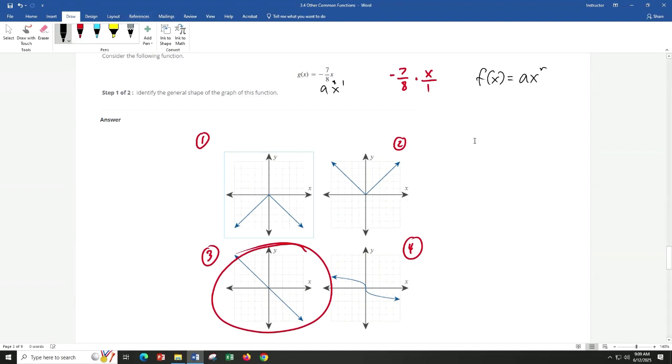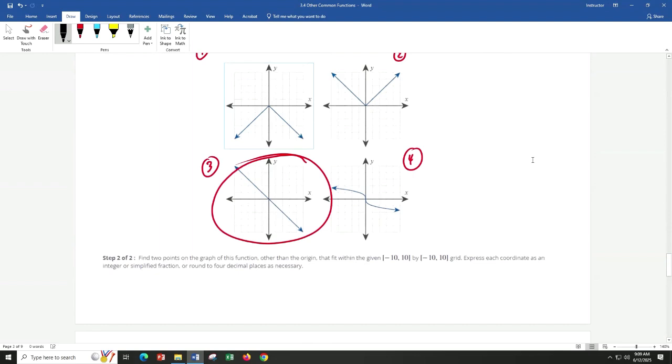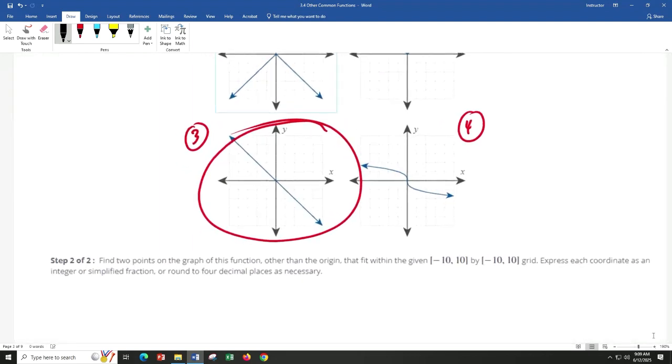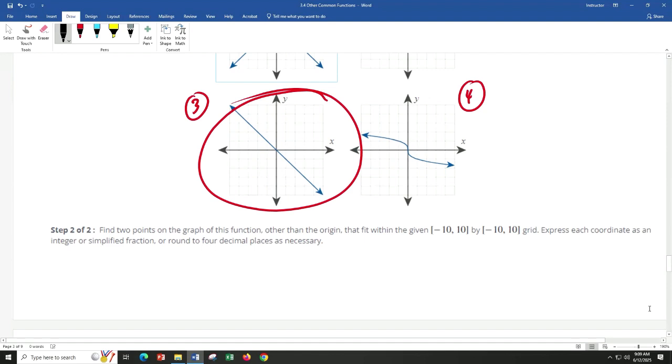Okay. Step 2 says what? Let me kind of blow that up so you can see a little bit better. Find 2 points on the graph of this function other than the origin, which means you cannot use 0, 0. They're not stupid. Okay? That fit within a negative 10 to 10 by negative 10 to 10 grid. It's going to be the same rules on your midterm when you graph for me. Make sure all your points are contained within my graph. Do not start drawing outside my graph. Okay? Express each coordinate as an integer or simplified fraction or round to 4 decimal places as necessary.